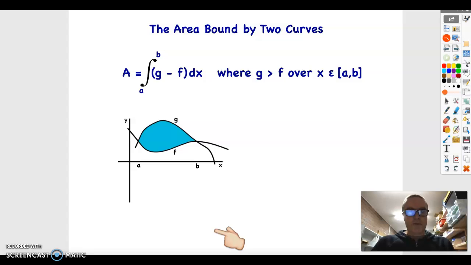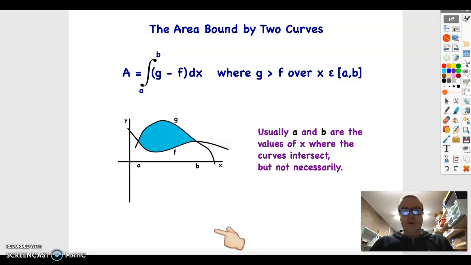Here's a diagram about what that might look like. We can see here we've got our function g is above function f, and that's the reason for this statement here. So whatever function has a higher value for that interval, it's going to be the integral of g minus the integral of f, which is really like taking all of that area below g and then subtracting all of the area below f in between these two points a and b.